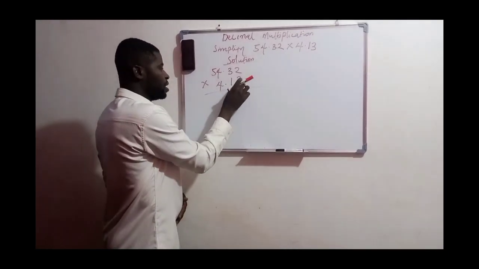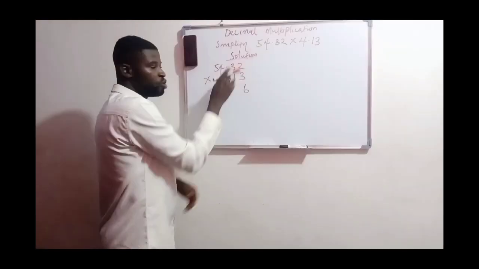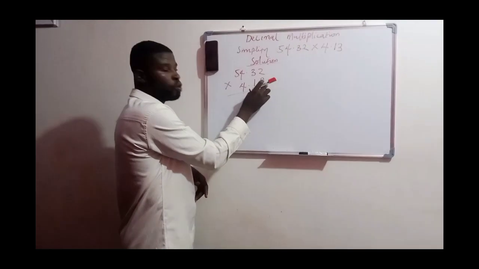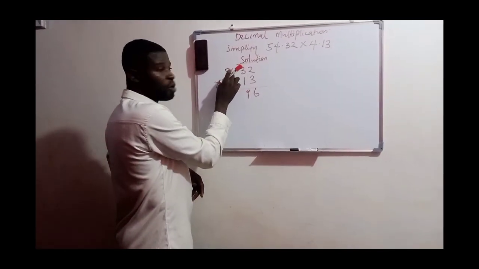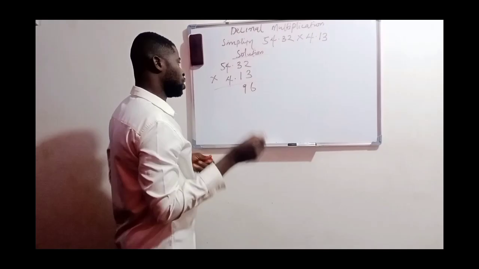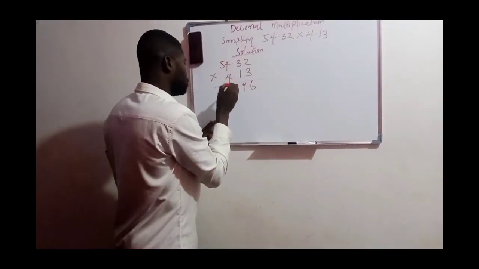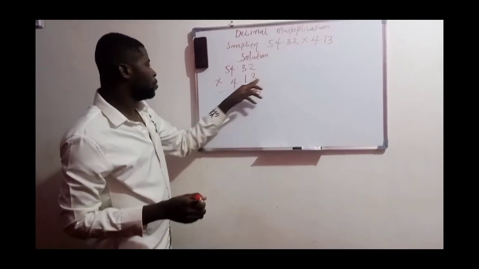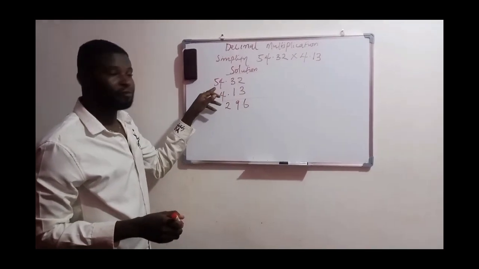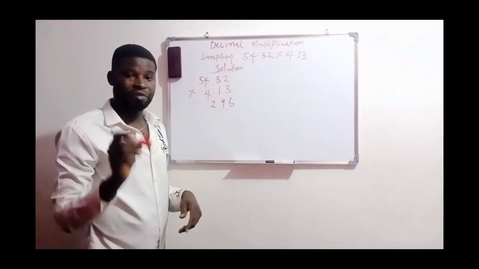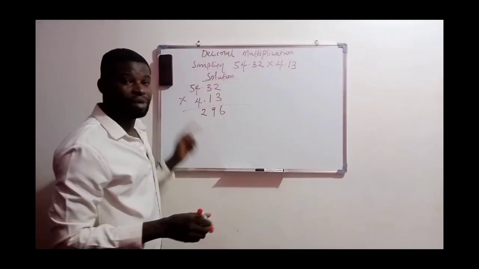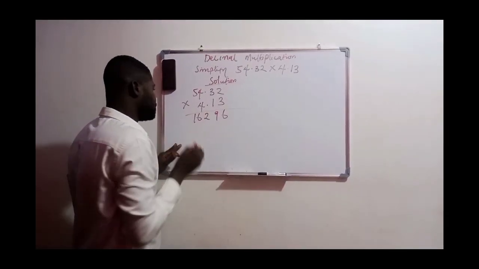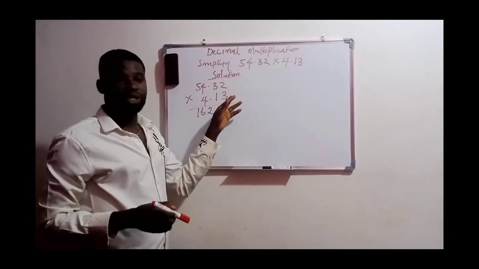Now, this same 3 multiplied by 3, it will give us 9. 3 again will go by 4. That is 3 multiplied by 4, it will give us 12. You write 2, remainder 1. This 3 again will be multiplied by 5. It will give us 15. We add 15 to the remainder 1, it will give us 16. You write 16. Now we are done with 3.